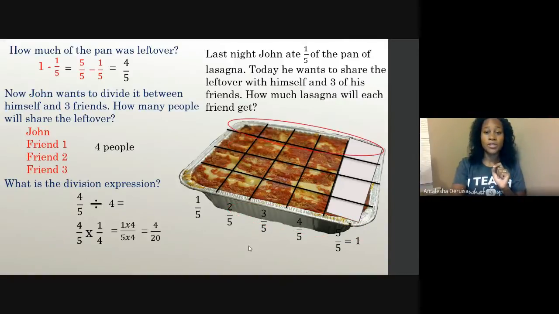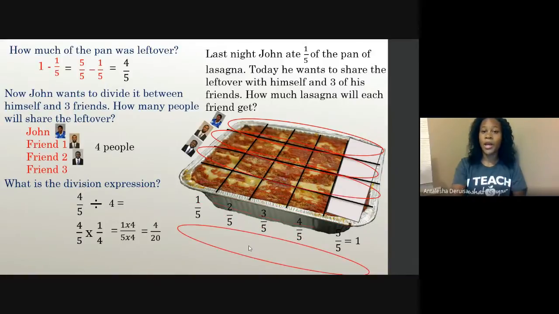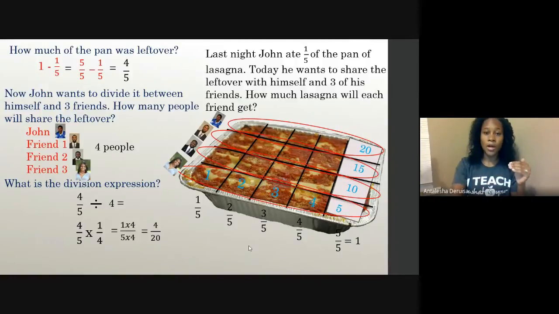So each person is going to receive this section. This is John. John is going to receive the circled section going across horizontally by his name. The first friend is going to receive this, and then the third friend, and then the fourth friend. So each friend is going to receive 4 out of 5, 10, 15, 20 pieces. Remember, a fraction is a part out of a whole. The part that each person is going to get is 4, and the whole pan is 20.